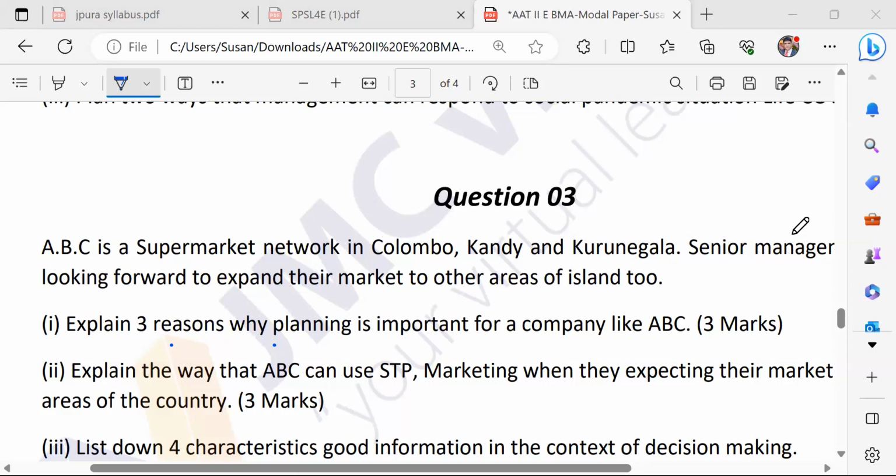A good answer has been given by one student. And why we are planning: it encourages managers to make decisions effectively. That helps decision making. And planning encourages creative ideas. Planning encourages creative ideas. These are the main ones.